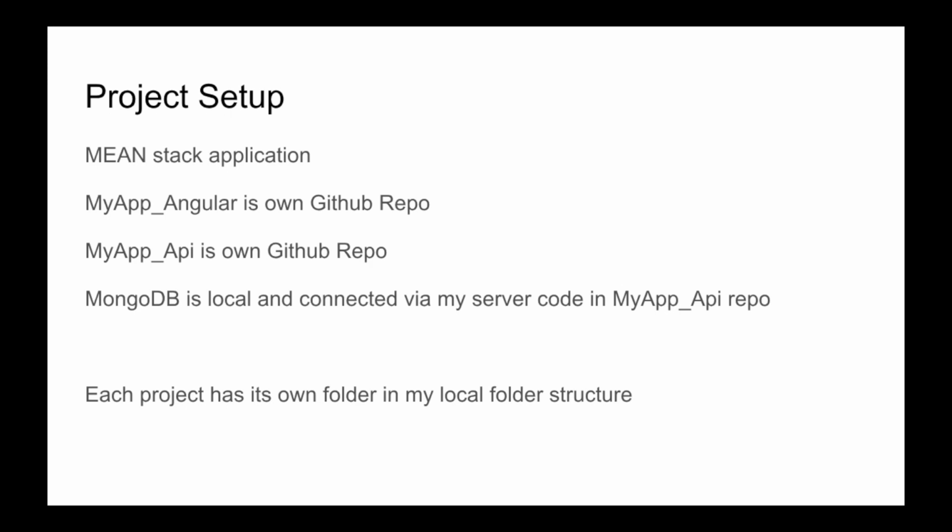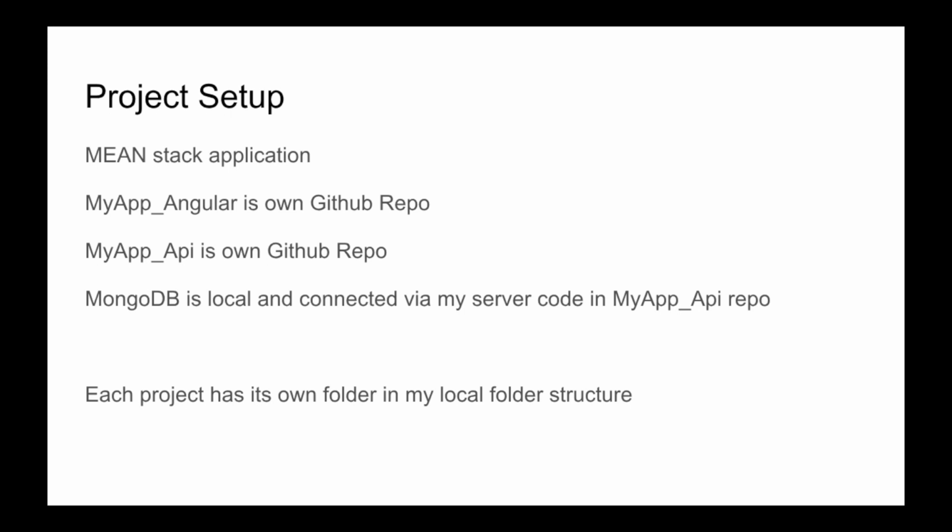I have multiple GitHub repos. When you first begin a project, you're probably going to have one, and I'll share with you why I'm doing two and why it's beneficial. My Angular app exists in its own GitHub repo, and my API server exists in its own GitHub repo as well. Now the MongoDB is local, the actual database and all of the collections, as they call it, they're all stored locally, and you connect to Mongo via my server code in the MyApp API repo.